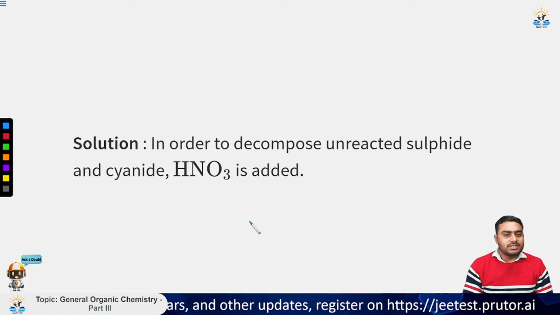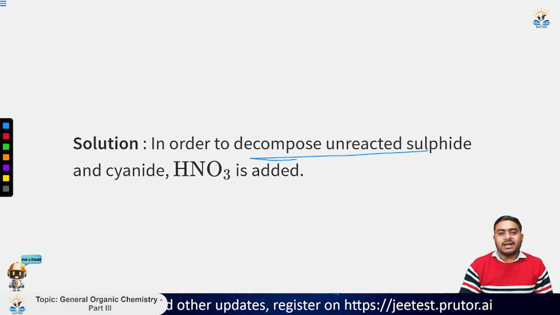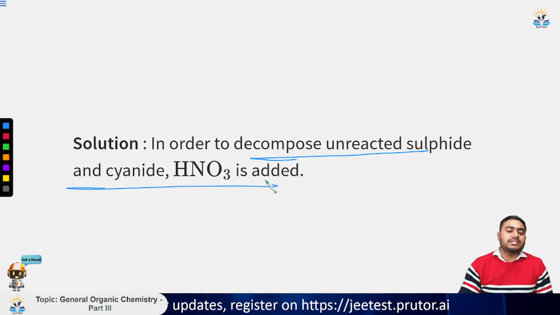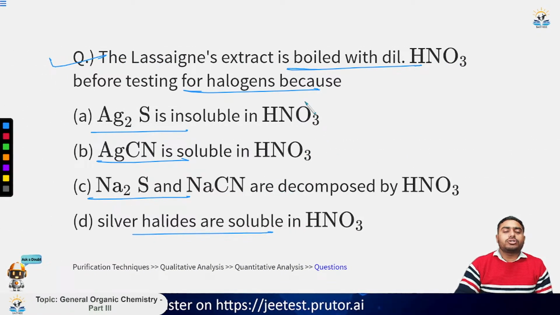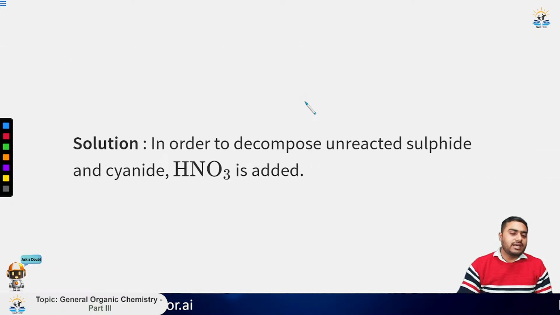So you can see the solution. In order to decompose unreacted sulfide and cyanide, HNO3 is added. If any unreacted sulfide or cyanide is present, to decompose them, HNO3 is added. I hope you are getting a clear idea.